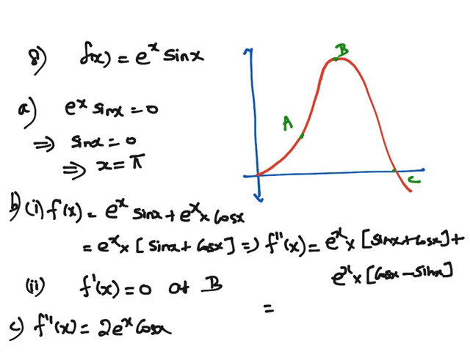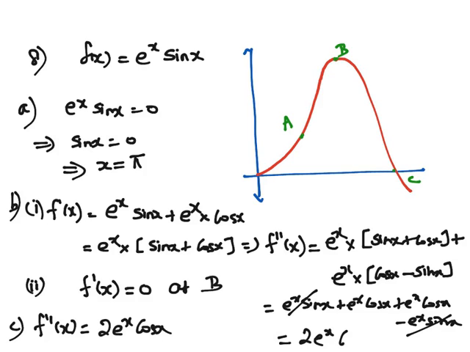If you open the bracket, I'll get e power x sin x plus e power x cos x plus e power x cos x minus e power x sin x. So you can see this and this will get cancelled. So you'll get 2 e power x cos x. So that is f double dash of x. So hence proved.